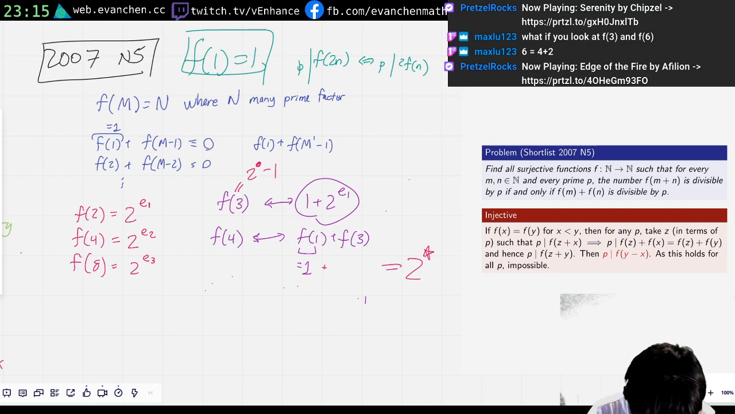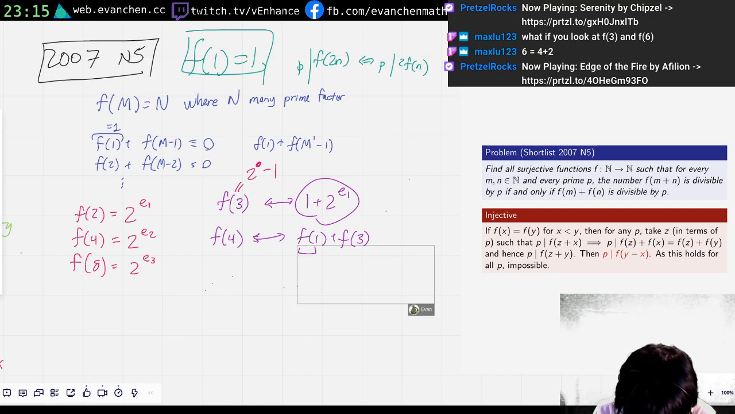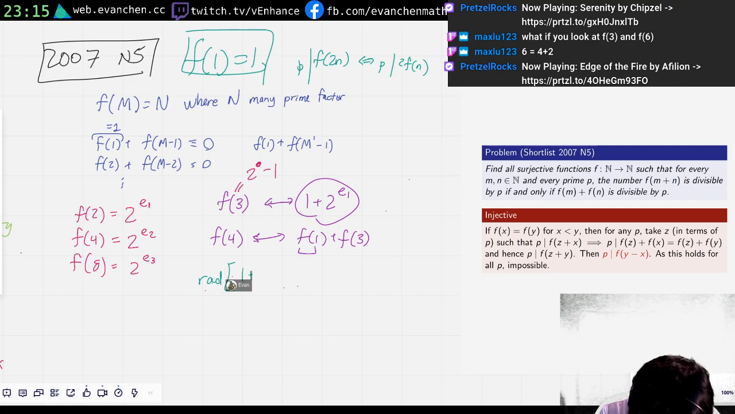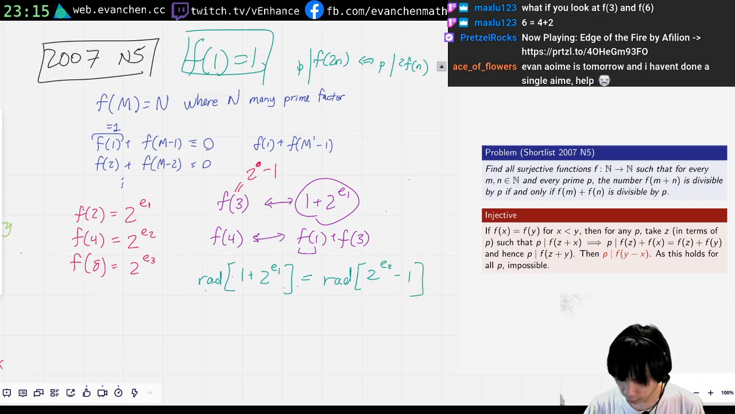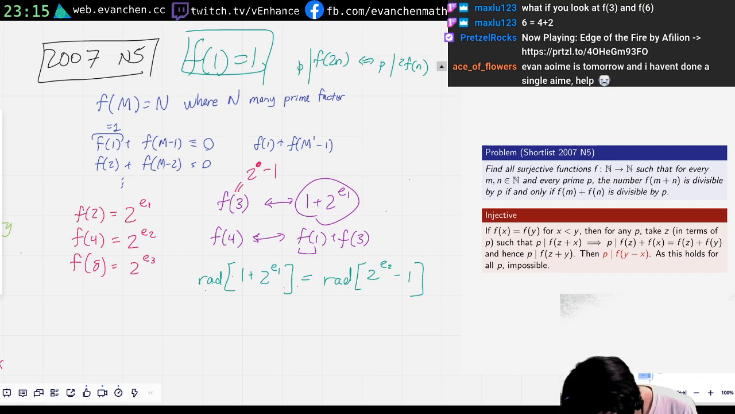Here, let me think this through. So it's sort of like the radical of 1 plus 2 to the e1 should be equal to the radical of 2 to the e2 minus 1. Like, the set of primes that divide each of them should be the same. I don't know if this is actually really possible. I'm not totally sure. You could have e1 equals 3 because of that weird Zsigmondy case. Like, it's possible that you have 1 plus 8 equals 9, and then you would be really sad. Are there any other situations though?